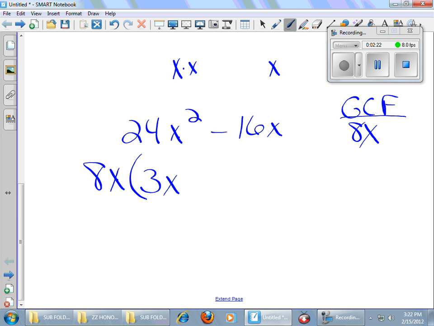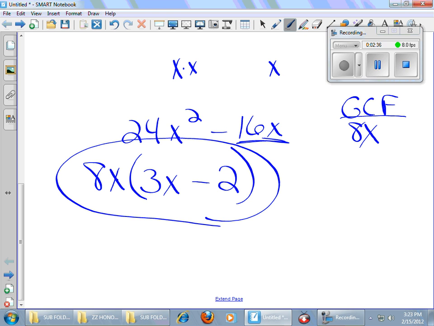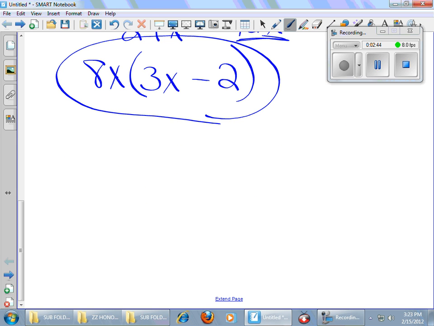Oh, that's pretty cool. Now, I have to divide out an 8x from the 16x as well. Well, 16 divided by 8, that's 2. X divided by x cancel out. I just undistributed, or I factored by using the greatest common factor. Yeah, pretty sweet how that works. If you know your multiplication facts, this stuff is cake. Now you see why I was harping on you guys in the beginning of the year to learn this stuff.